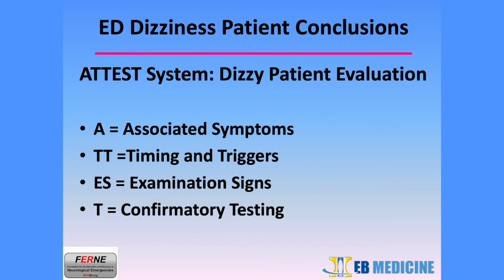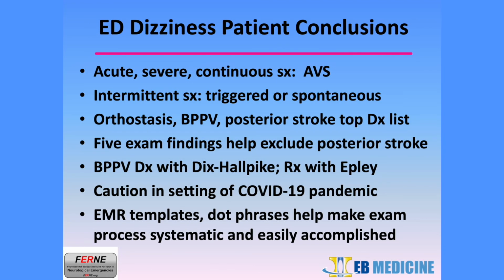In conclusion, the ATTEST system for the evaluation of the dizzy patient includes the following: A, associated symptoms; T, timing and triggers; ES, examination signs; and T, confirmatory testing. ATTEST. When evaluating an ED patient with dizziness, please consider the following. Using the ATTEST system, those patients with acute, severe, continuous symptoms should be considered to have acute vestibular syndrome. Patients who have intermittent or non-continuous symptoms at the time of evaluation are noted to either have triggered or spontaneous episodes of dizziness and vertigo. Topping the list of diagnoses using the ATTEST system are orthostasis, BPPV or benign paroxysmal positional vertigo, and posterior stroke.